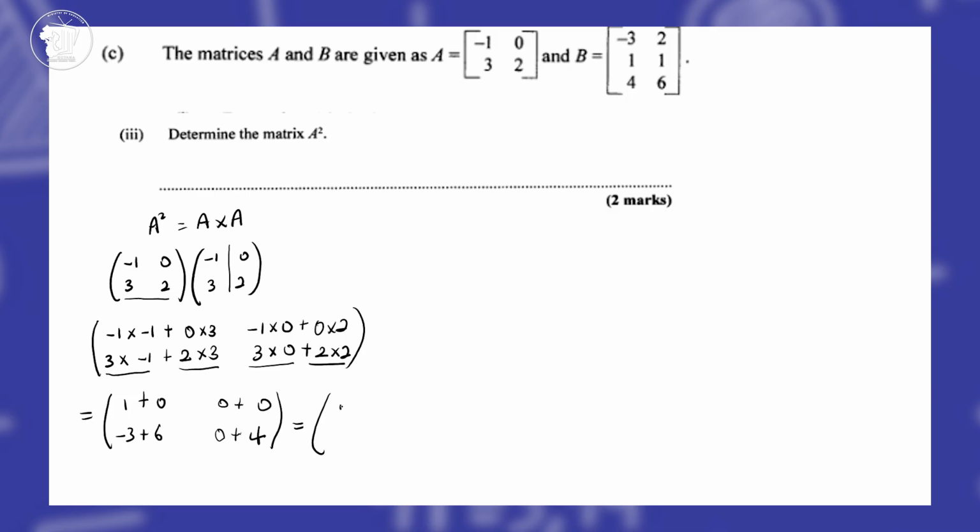Hence, this will give us 1 plus 0 would be 1. 0 plus 0 would be 0. Negative 3 plus 6 would be positive 3. And 0 plus 4 would be 4. Hence, A squared is equal to 1, 0, 3, 4.